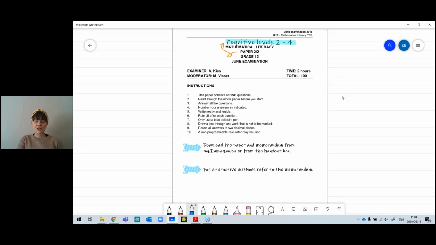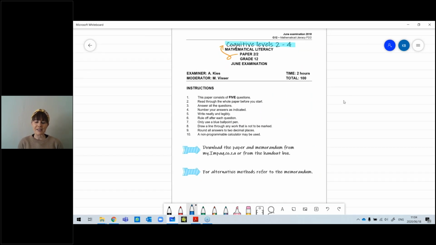Okay. I trust most of you are familiar with the screen we are currently using. We are no longer doing PowerPoint slides, but using an interactive whiteboard. Unfortunately, this whiteboard does not allow me to extract a PDF document. Therefore, all the notes that I'm doing on the whiteboard, where I am doing the solutions to the problems, I cannot make available to you. However, the task and the memorandum that I am discussing today are available in the handout box, and also downloadable on myimpact.co.za. So please have a look over there.